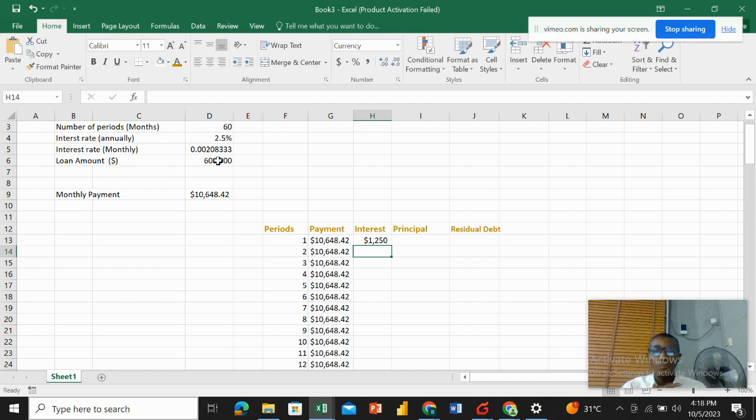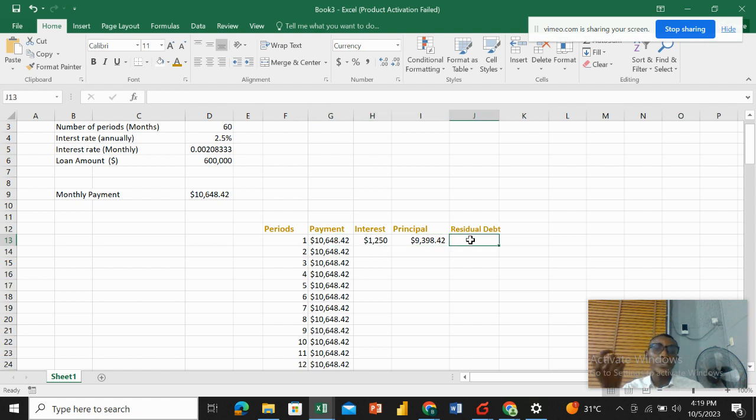So in our first month, our interest amounts to $1,250. So let's get our principal. For our principal, we say our payment minus our interest gives us our principal. Are you following me? So this is our principal. Now, our principal and our interest sum up our payment, obviously. So our payment minus interest gives our principal.